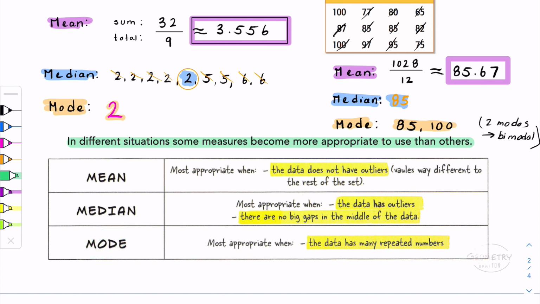And the mode is most appropriate when you have a set of data that has multiple sets of repeated numbers, or it has many of the same repeated number. That's when you want to use the mode.